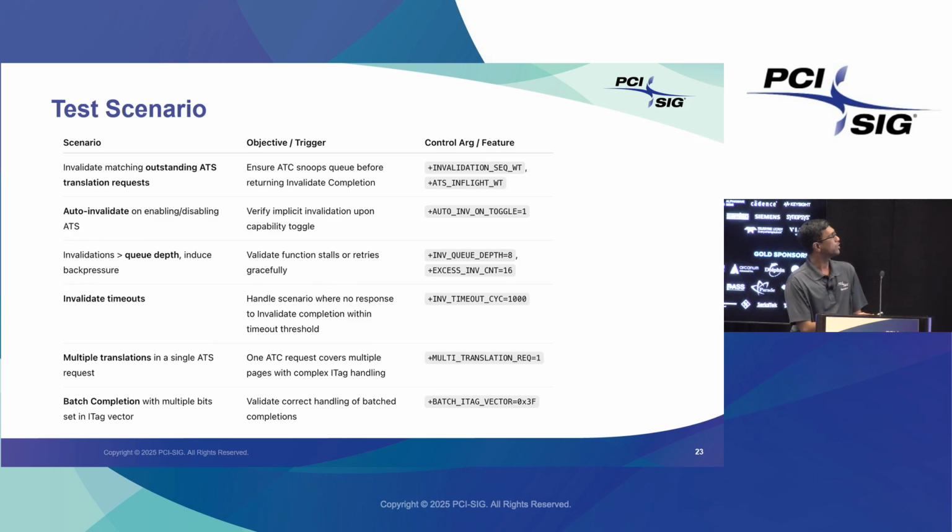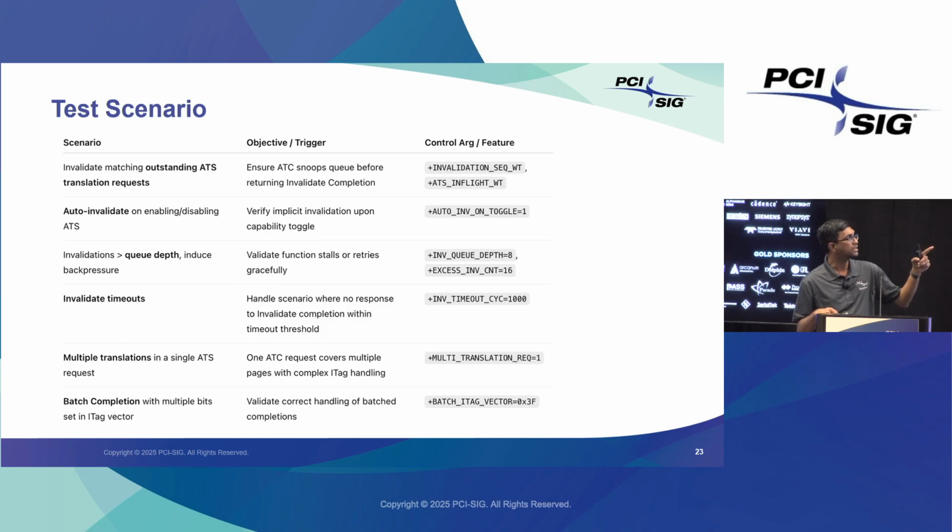One scenario is invalidation matching an outstanding ATS translation request. The complexity of the test case is higher because ATS requests are going on from the device, but during that time we want to clean the cache. To clean up the cache, we need to send an invalidation request with the same address. To match this test plan scenario, I need to control these weightages from the config file.